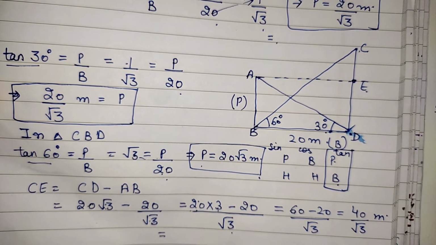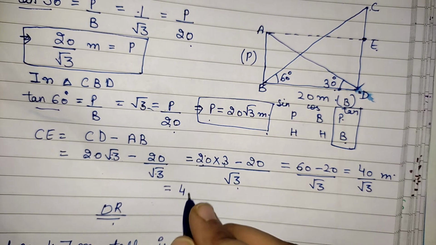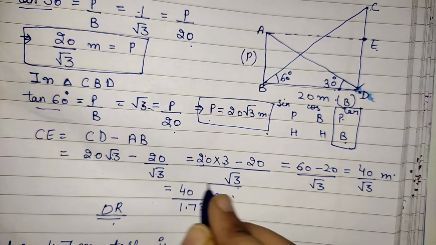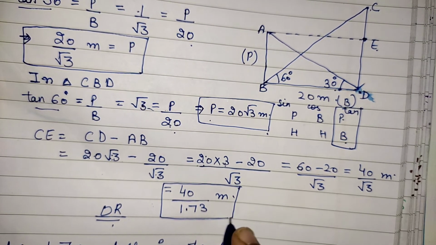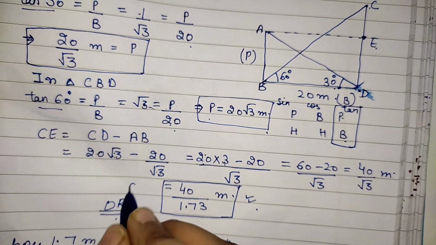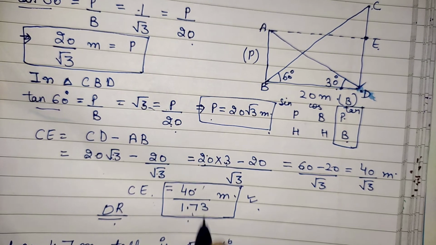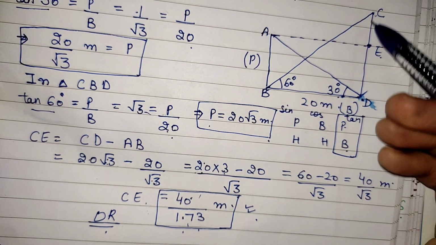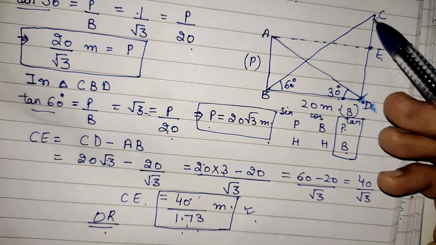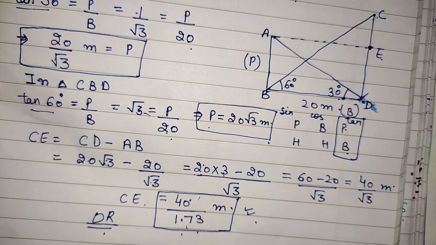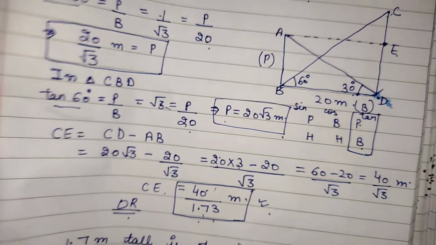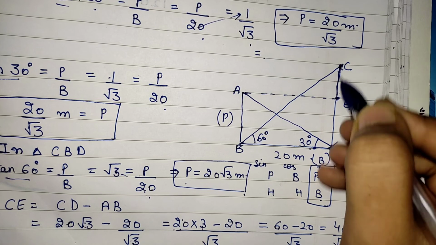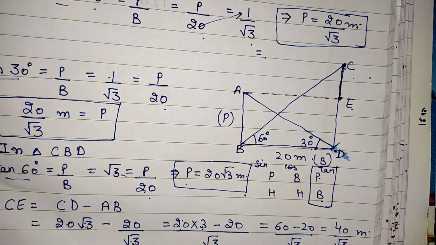Okay, and then they are saying that let's take the value of root 3 as 1.73. So once you solve this, you will get your final answer: CE is equal to 40 by 1.73 meter. This means the difference between the two heights is this much. So write down your final answer in the exam that the difference between the heights of the two poles is given by this value.